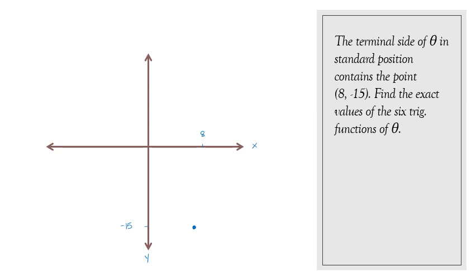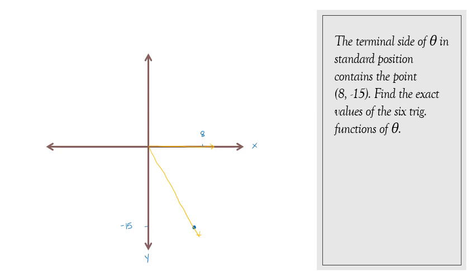So I don't necessarily need to label that. That's just the point I'm given that my terminal side of theta goes through. So maybe I'll also plot my initial side and then my terminal side. I know the terminal side, let's see how well I can plot this, goes through here. Okay, good enough. Not the straightest of lines. You probably should use a straight edge.